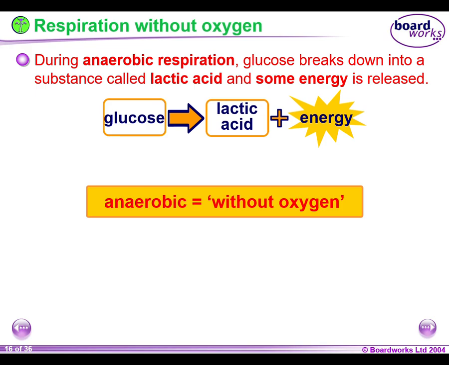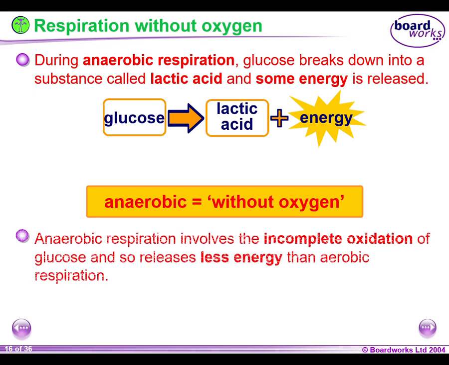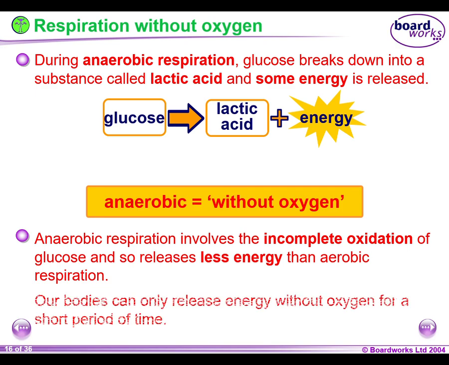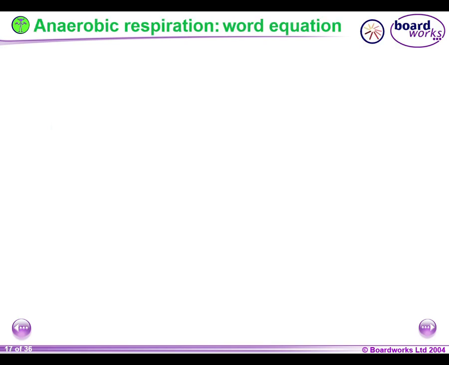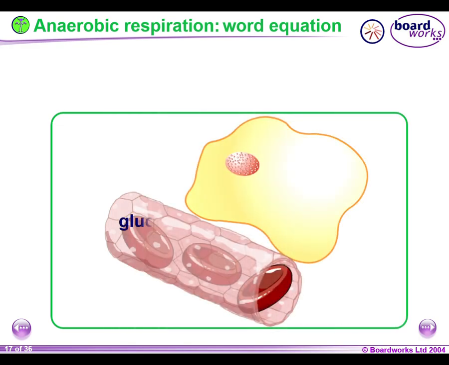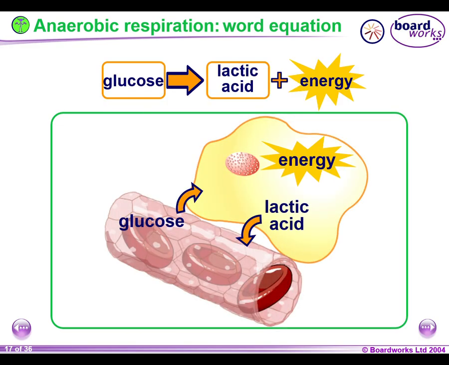Essentially, glucose, which is C6H12O6, is split in half. A lactic acid molecule has 3 carbons in it, and that releases some energy. So it's what we call incomplete oxidation. Because there is no oxygen, we have incomplete oxidation. We get less energy, but it's enough to keep us going for a short period of time. So this is the word equation. Glucose, lactic acid, energy. Very simple.